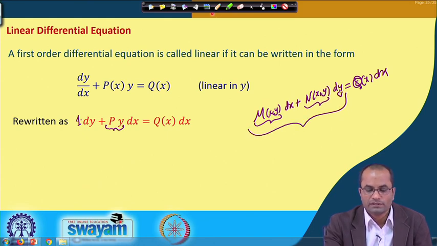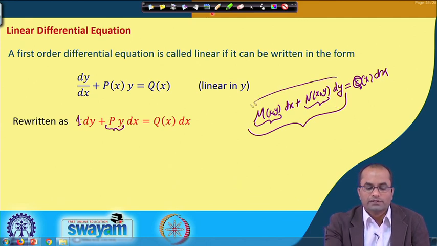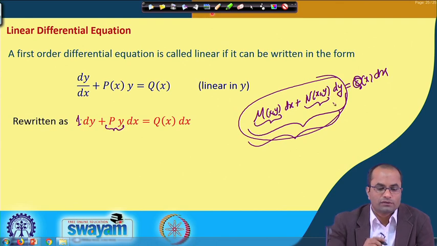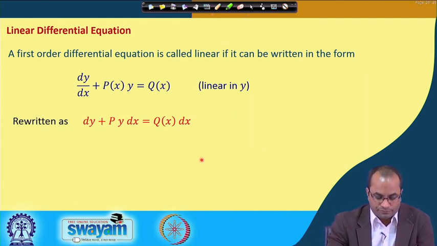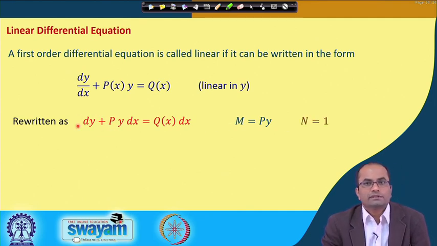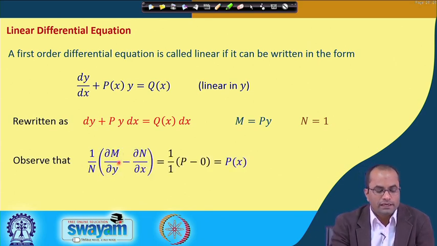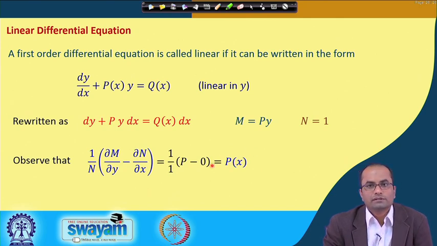So, the important point is this M dx plus N dy. The question is if we can find an integrating factor for this, so that if we multiply by that integrating factor, we get the total differential on the left hand side of this equation. So, let us look at it here. M is p y and N is 1, the coefficient of dy, and if we compute 1 over N times (dM over dy minus dN over dx), this term, what we are getting is just the function p which is a function of x alone.